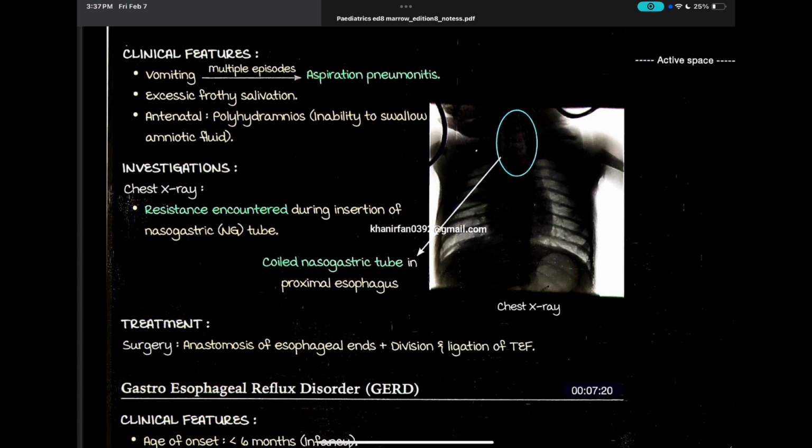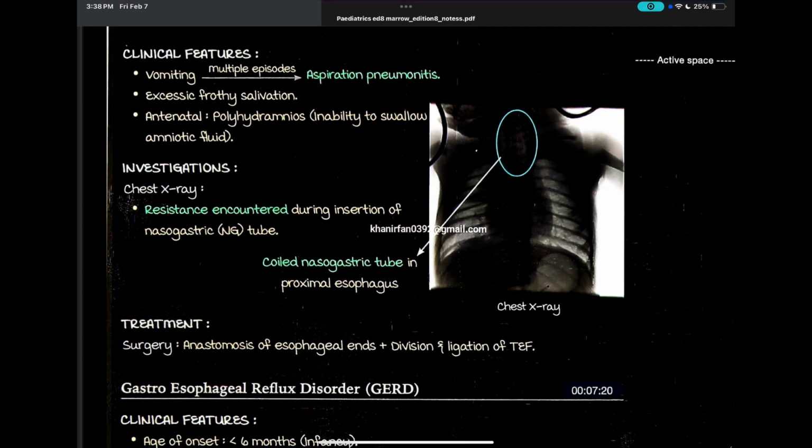Clinical features: vomiting, multiple episodes, aspiration pneumonitis, excessive frothy salivation, antenatal polyhydramnios, inability to swallow amniotic fluid, so there is polyhydramnios.